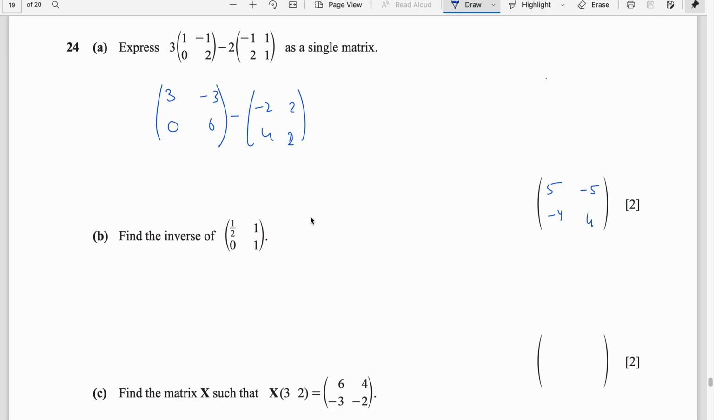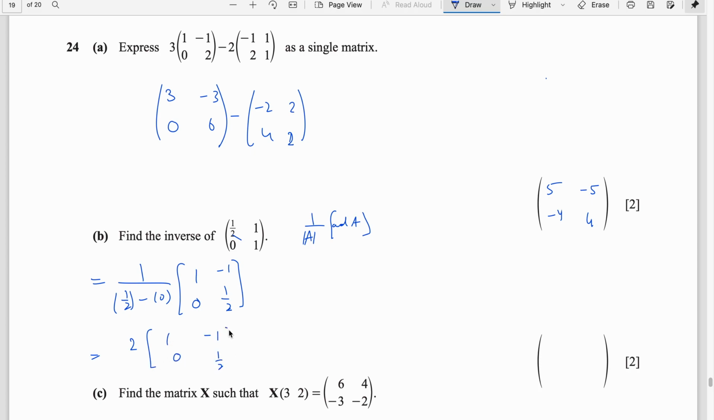Find the inverse of this. So the inverse is 1 over the determinant of the given matrix into the adjoint of that matrix. The determinant is this into this, 1 by 2, minus this into this, which is 0 in this case. For the adjoint, the places change, 1 and 1 by 2, and the signs change, so minus 1 and 0. So 1 divided by half makes it 2. 2 times 1 is 2, 2 into minus 1 is minus 2, 2 into 0 is 0, 2 into half is 1.